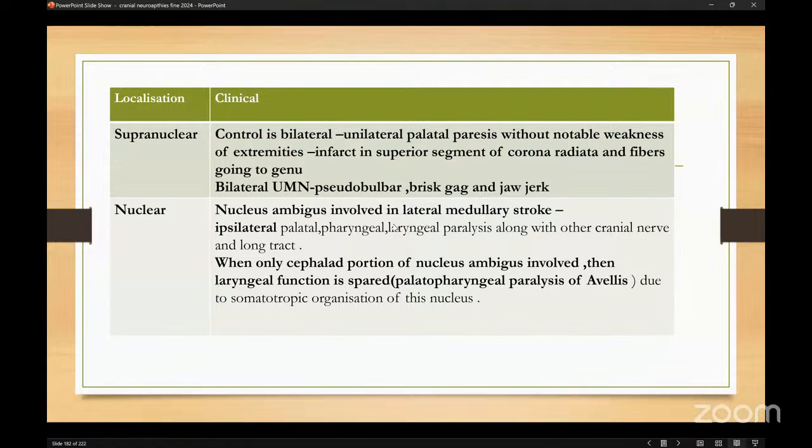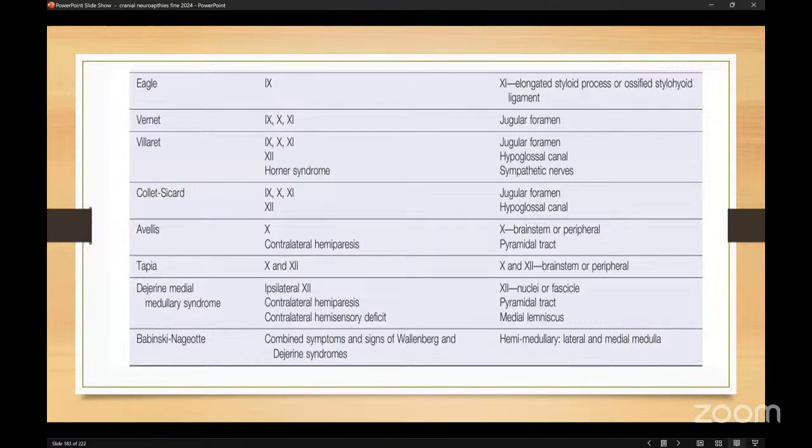Why do you get palatal weakness? Because of involvement of nucleus ambiguus, because that was supplying the pharynx and larynx. But in nucleus ambiguus also there are two divisions: cephalad portion and the caudal portion. So if only the cephalad portion is affected, only the pharynx may get affected. That is called palatopharyngeal palsy of Avellis, and it can spare the laryngeal function. If the entire nucleus is affected, then pharynx and larynx both will get affected. So these are the syndromes.